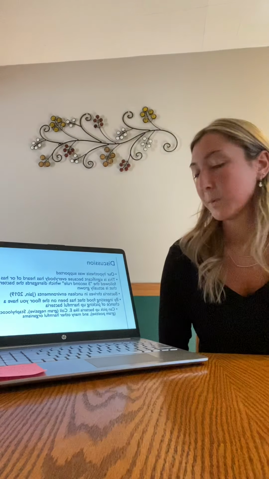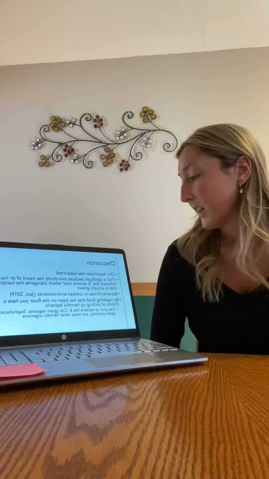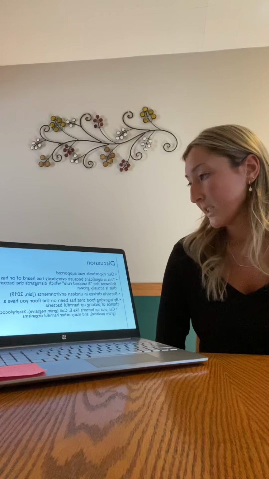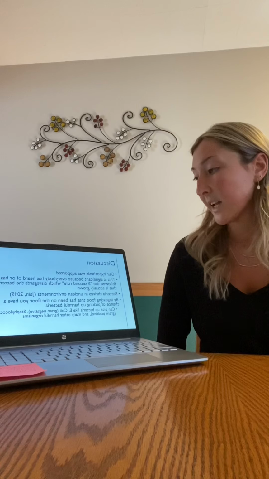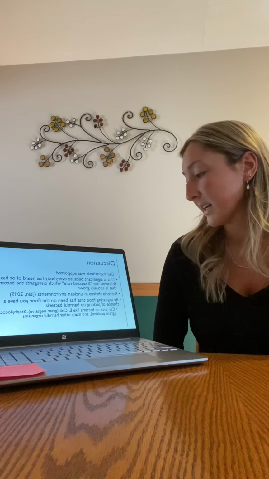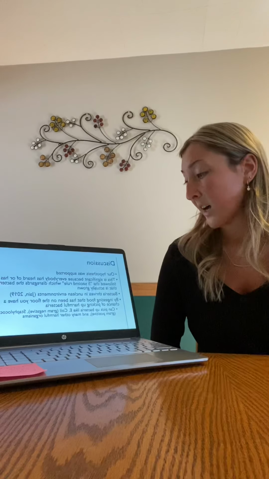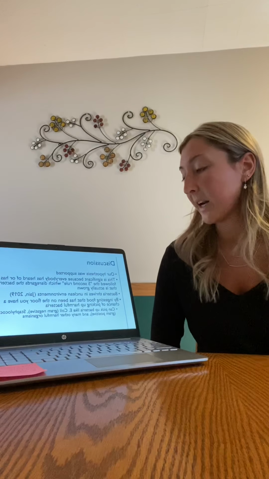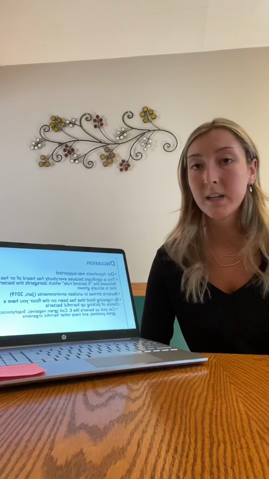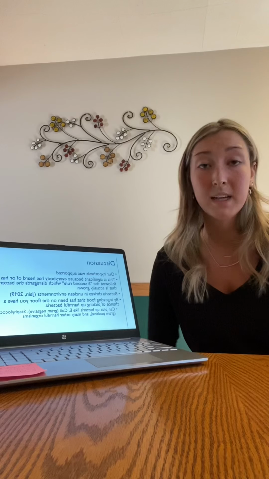Our hypothesis was supported. This is significant because everyone has heard or has followed the 5-second rule, which disregards the bacteria that is actually grown. Bacteria thrives in unclean environments, Jane 2019. Your floor can have a lot of harmful bacteria on it that you don't even know about. Your floor cleaners could not be working as efficiently as you think that they are.